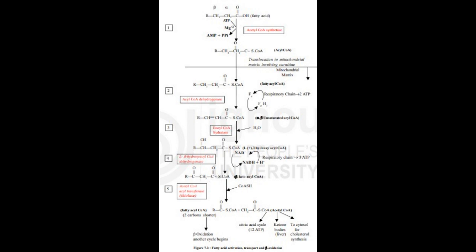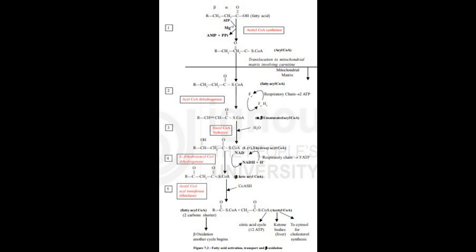Palmitoyl-CoA will give 8 acetyl-CoA molecules. 1 acetyl-CoA gives 12 ATP, hence 8 molecules will give 96 ATP. It will undergo beta oxidation 7 times, since 2 acetyl-CoA molecules are formed in the last cycle. The activation step is only once.